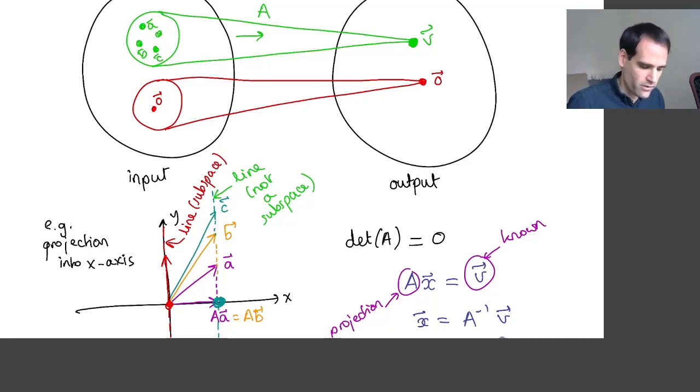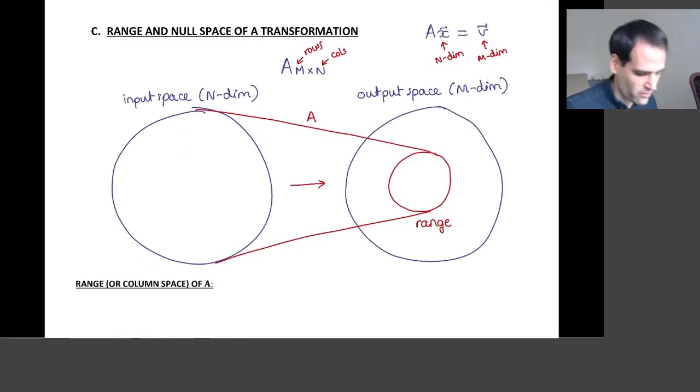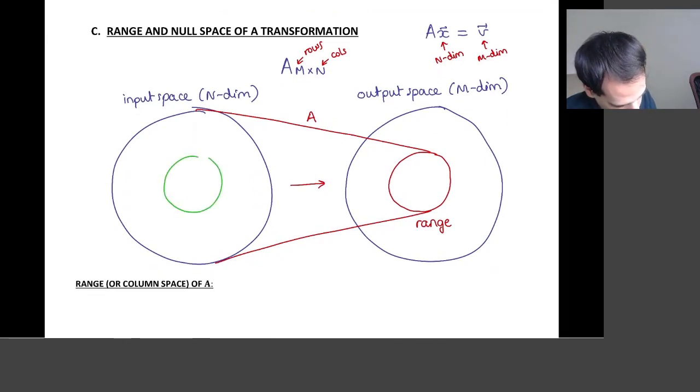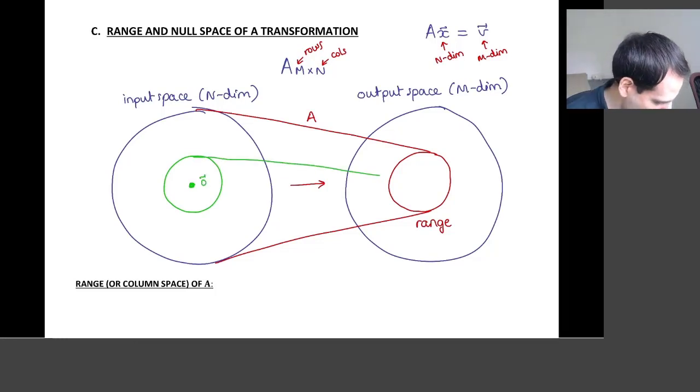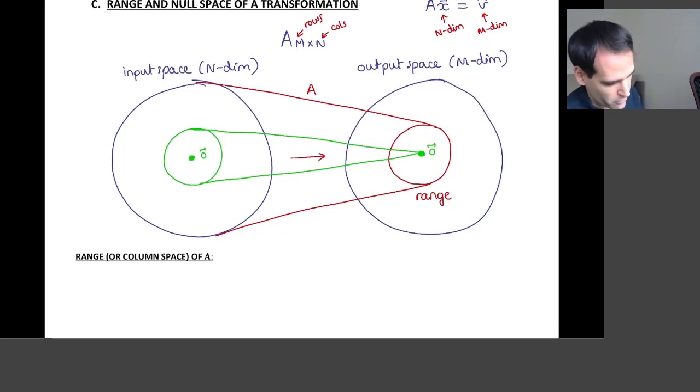Yeah. So let's include this in our Venn diagram for the general case. So to include this, I'm going to draw a subspace of the input, which includes vector 0. And all this subspace is mapped into a single point, which is vector 0 in the output. Okay? Now, this subspace in the input is called the null space.